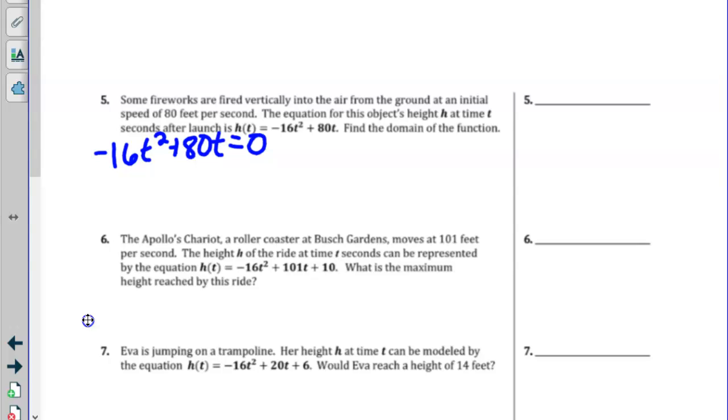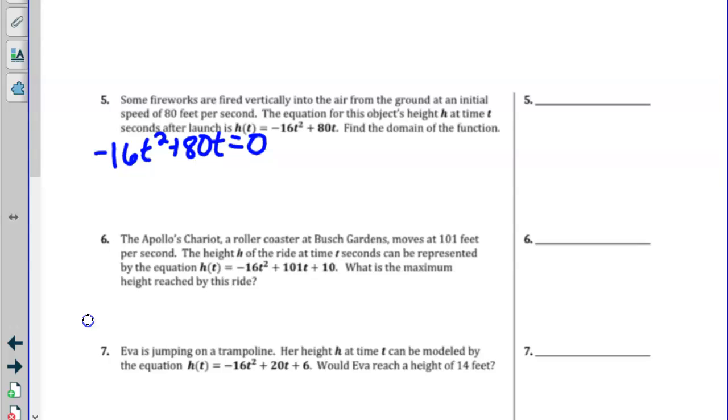How do I get the t by itself when it looks like this? We don't have a c term. Okay, you're going to pull it out. Yeah, we're going to find the greatest common factor. Very good. I think both of you said it. What is the GCF of negative 16t and 80t?